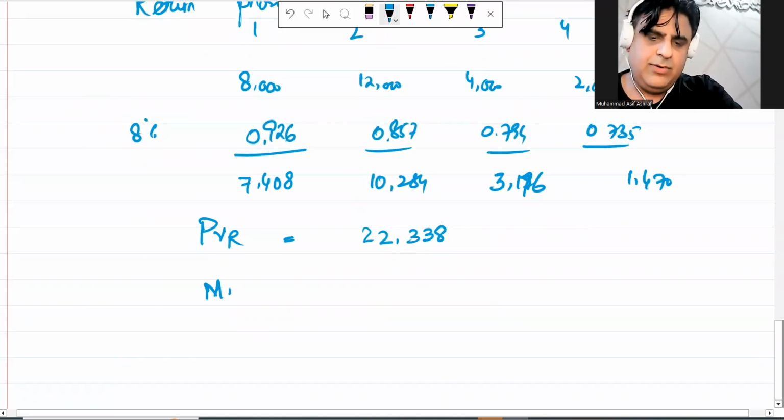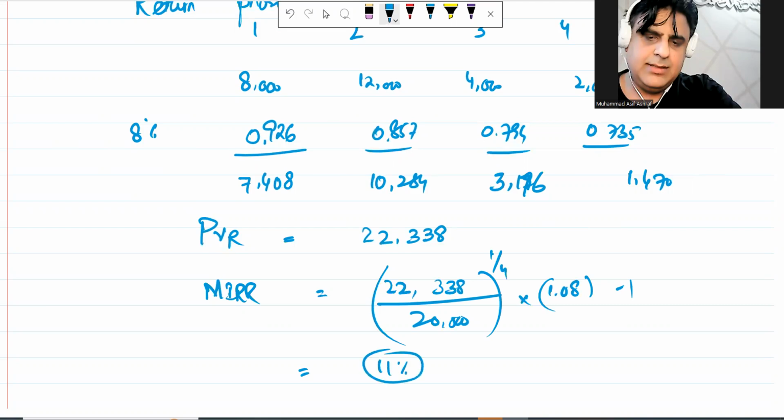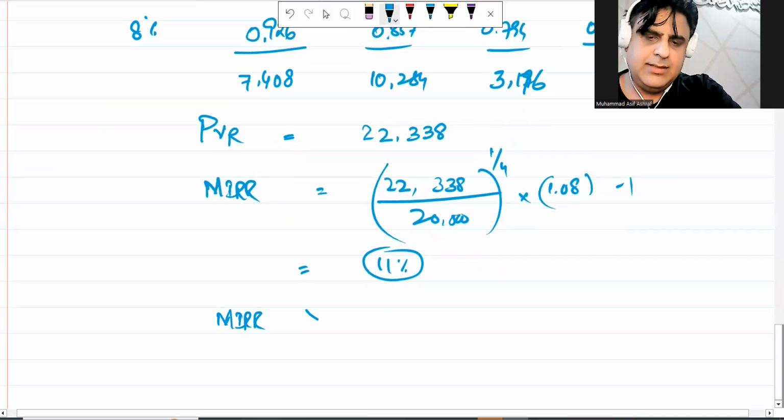Now put this in the formula of MIRR. 22,338 divided by 20,000, to the power of 1 by 4, into the discount rate 1.08, minus 1. So here the MIRR is 11%. Is this an acceptable project? Yes. All those projects which have a MIRR greater than the cost of capital are acceptable. Now let us see the theoretical detail of the difference between MIRR and IRR.